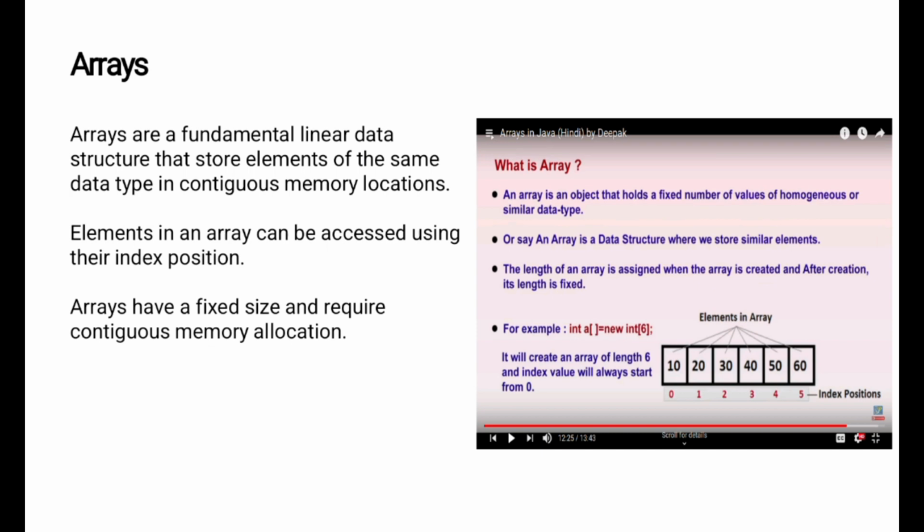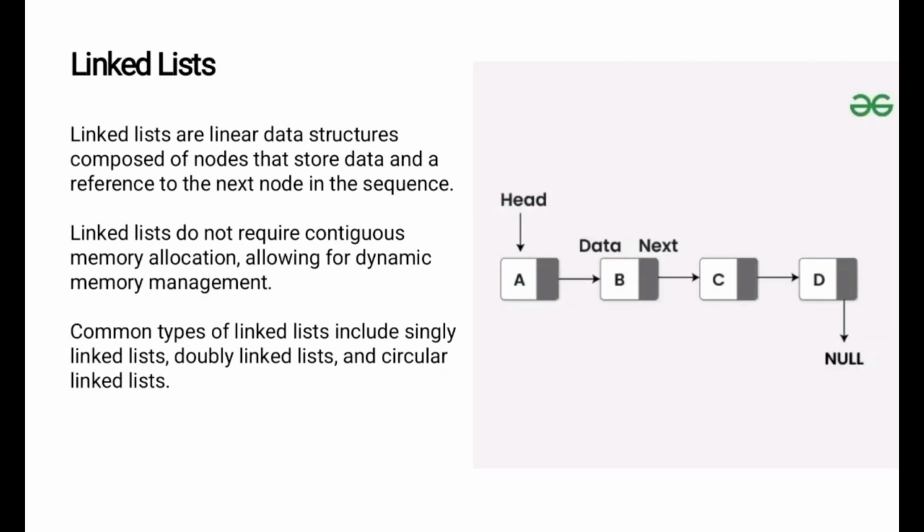Arrays. An array is an object that holds a fixed number of values of homogeneous or similar data type elements. Elements in an array can be accessed using their index position. Arrays have a fixed size and require contiguous memory allocation.